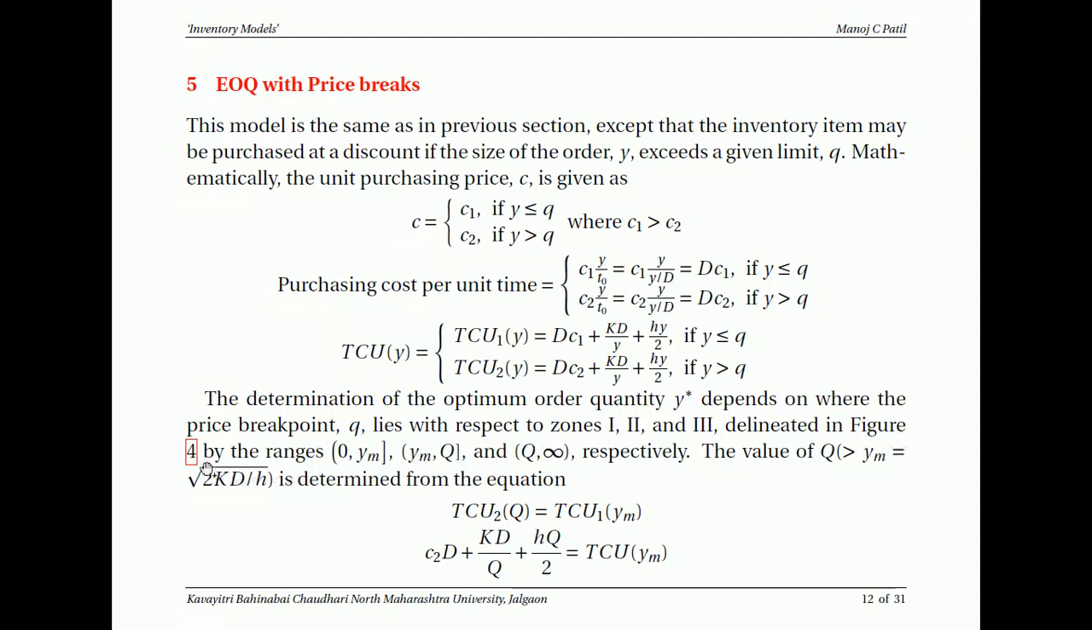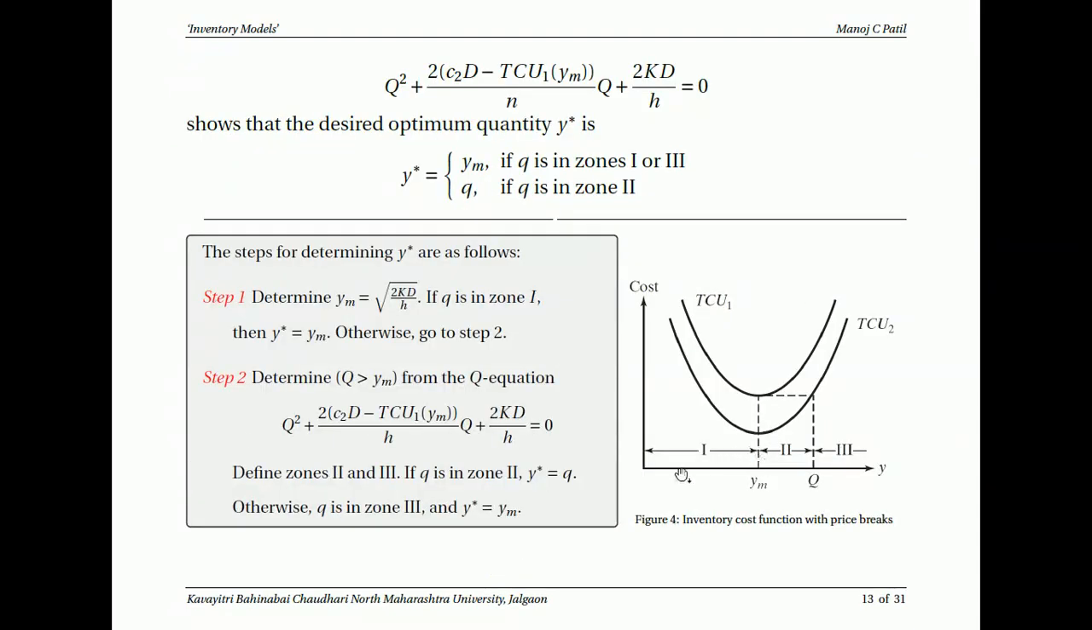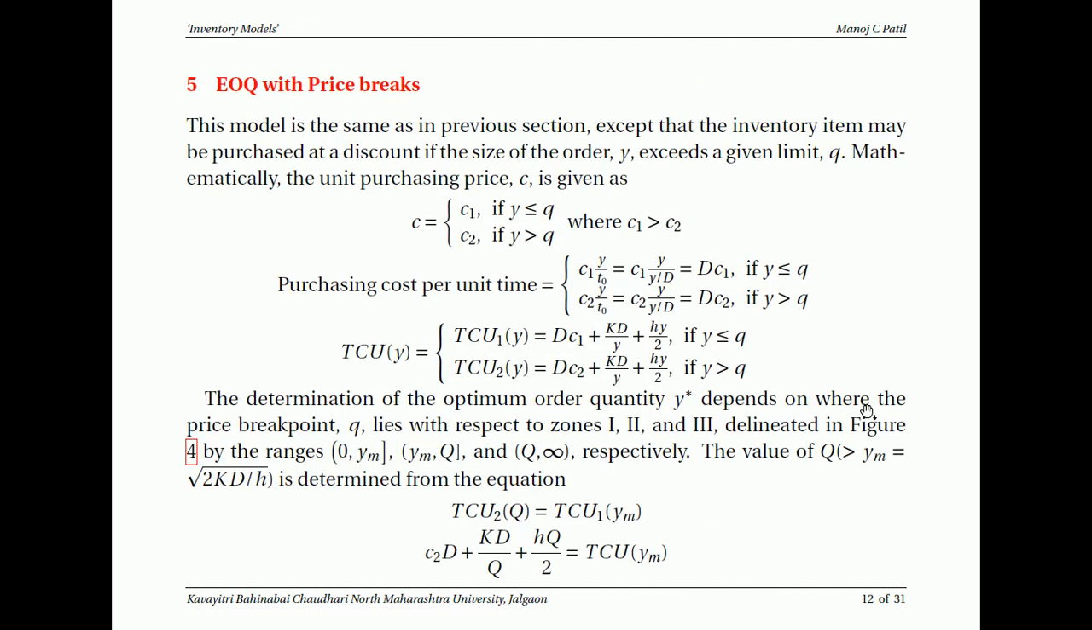Let's go to figure 4. It will show us this 0 to Ym, square root of twice KD upon H, Ym to Q, and Q to infinity. Now we have to find zone 1, zone 2 and zone 3. How to find this Q? The Q can be found by TCU2 of Q equal to TCU1 of Ym. TCU1 can be obtained by putting Y equal to Ym here, and we will get TCU1 of Ym.